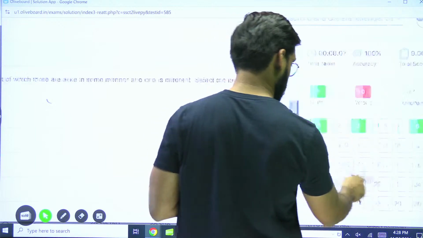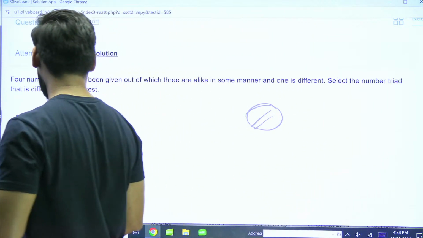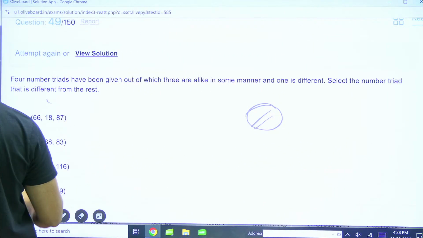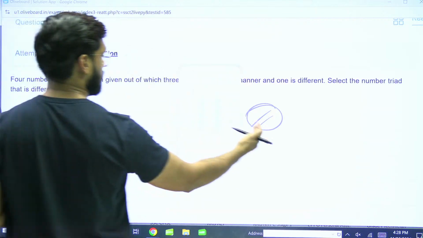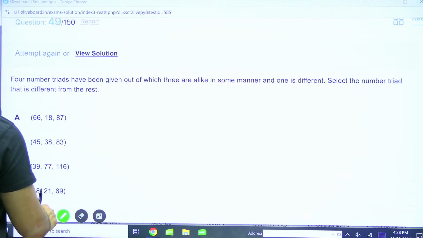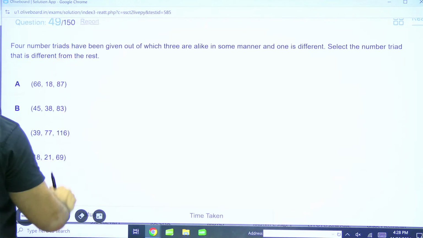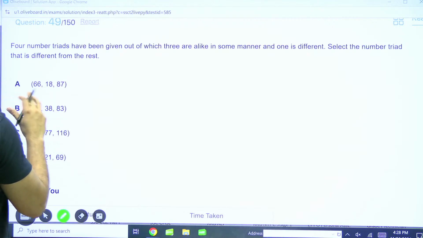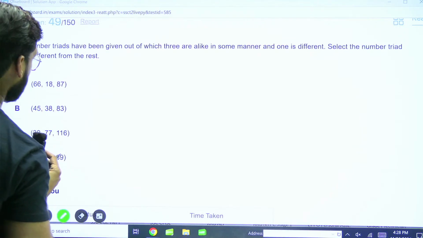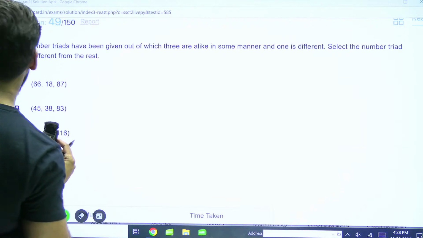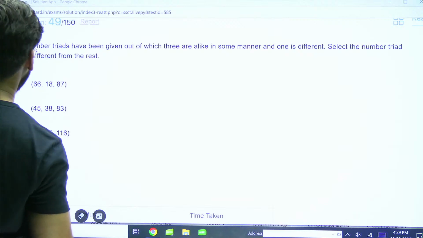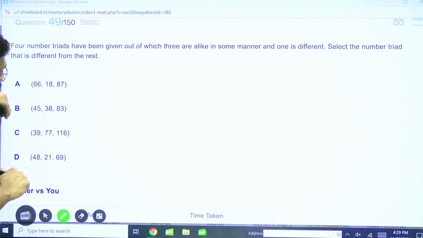19th question. We have the 19th question on our screen. What should be the right answer for this one? 4 number triads have been given, out of which we need to find the odd one out. How can we find the odd one out?